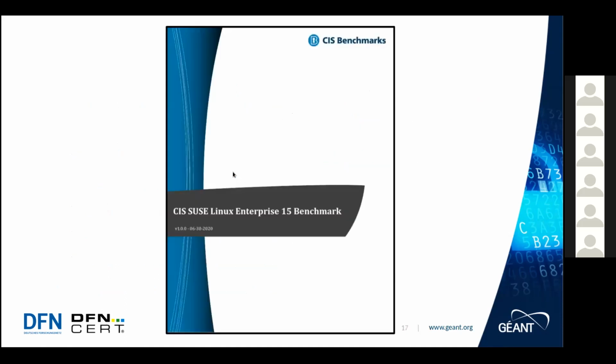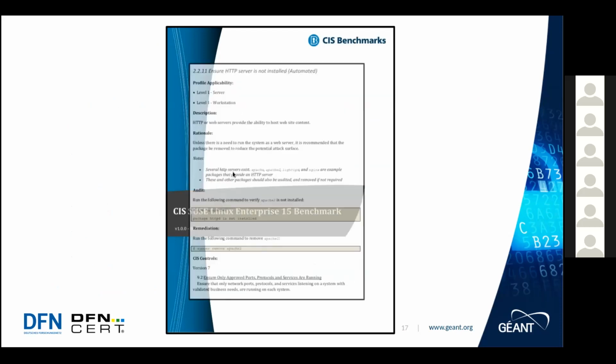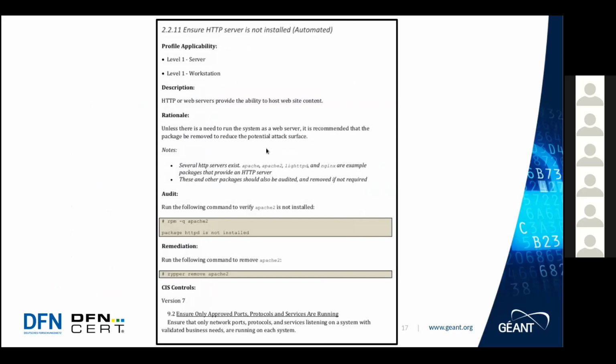So if we just briefly look at one example, this is one from the SUSE Linux Enterprise 15 benchmark. It's about a year old, but that doesn't matter. I just randomly grabbed one page to give you an impression of what this looks like. For example, this safeguard says, ensure that an HTTP server is not installed. So if you don't need an HTTP server on this particular host, please deinstall it. There's a bit of description, a rationale, and then it gets specific right down here. This is a command to check whether Apache is installed or not. And if you find Apache and don't want it, remove it using this command.